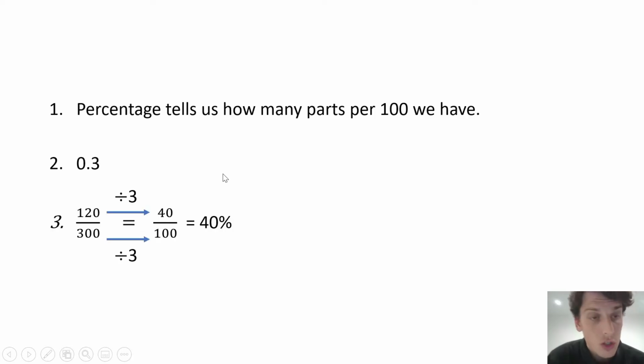Then the last question was, what was 120 over 300 as a percentage? Remember, a percentage is out of 100, so we need to turn our fraction into something which is out of 100. So 300 divided by 3 gives us 100, so whatever you do to the bottom, you have to do to the top. So 120 divided by 3 is 40. Okay, so 40 over 100 as a percentage is 40%.